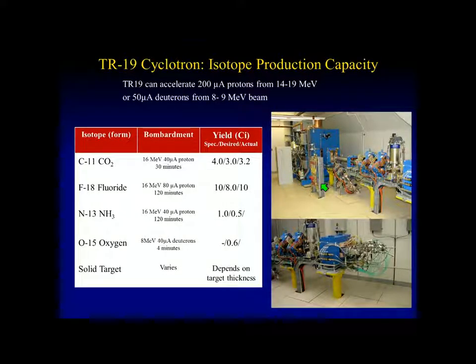This is just a picture of our most recently installed cyclotron. We actually have 4 cyclotrons. We have 2 older machines, which are positive ion machines. In other words, we accelerate the protons or the deuterons. Actually, we're both down to just accelerating protons.